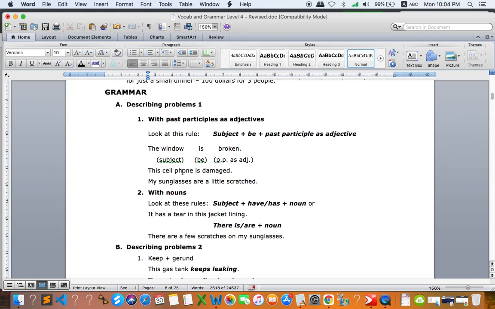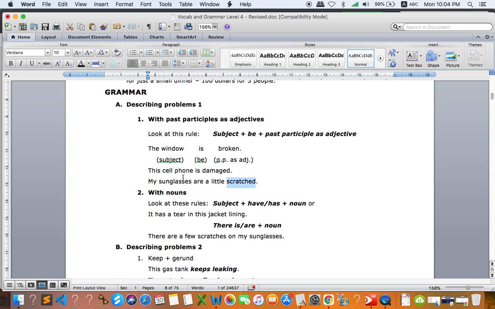Broken is the past participle of the verb break, but instead of a verb we use it as an adjective. Okay, this cell phone is damaged. So we have damaged right here, which is a past participle, but it functions as an adjective. Okay, my sunglasses are a little scratched. Forget about little, it's just a modifier, but let's focus on scratched. So we have -ed at the end, so it represents the past participle and it still functions as an adjective. What is scratched is my sunglasses.